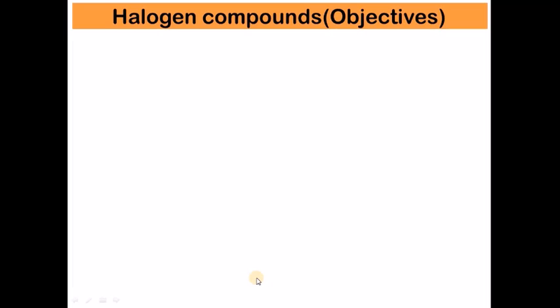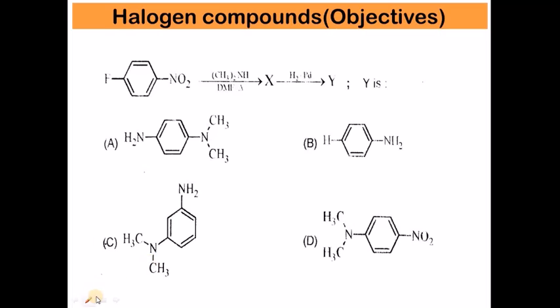Okay, let us see the next question. In this question, they have given a fluoro compound with NO2. Over the arrow mark we have a secondary amine in DMF. After heating, followed by reduction, the compound gives Y. Finally they are asking us to find what Y is in this reaction. So let us see how to find the solution for it.